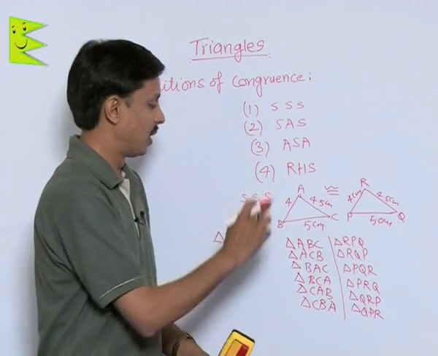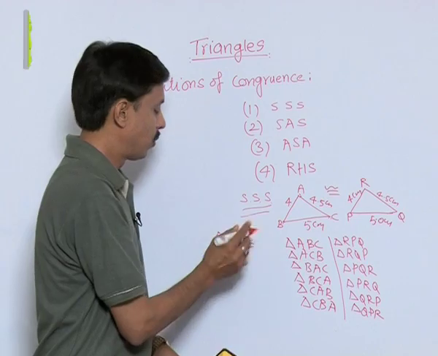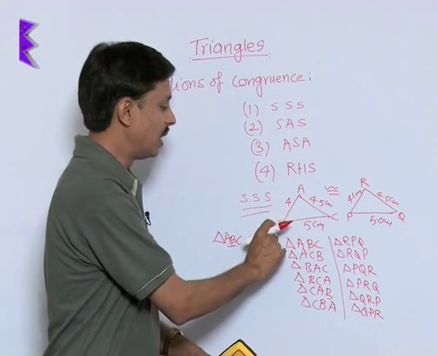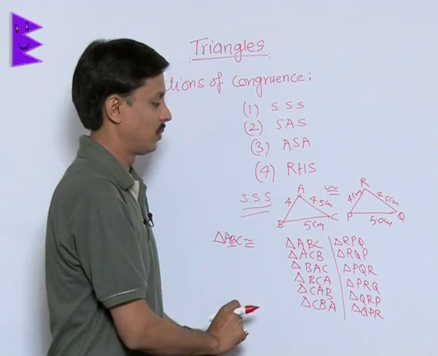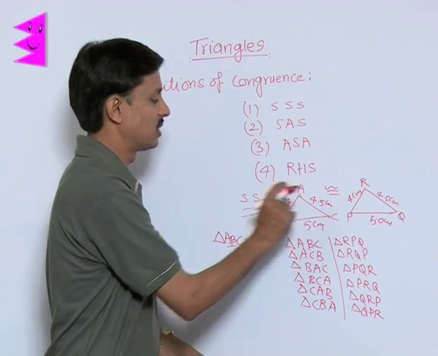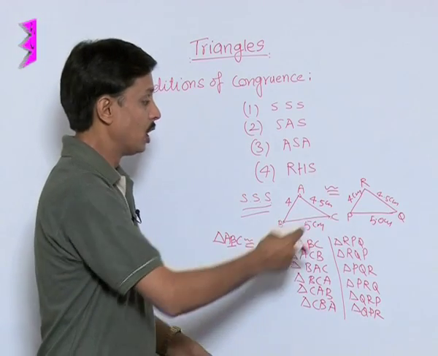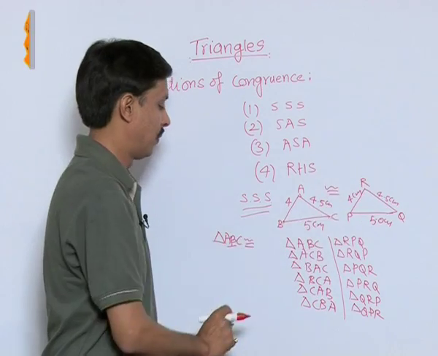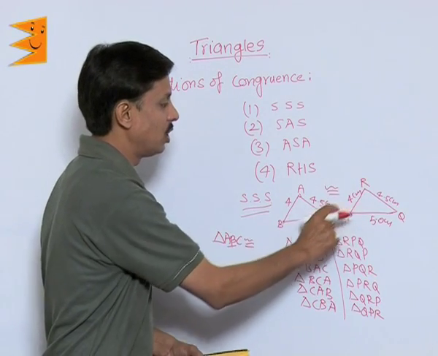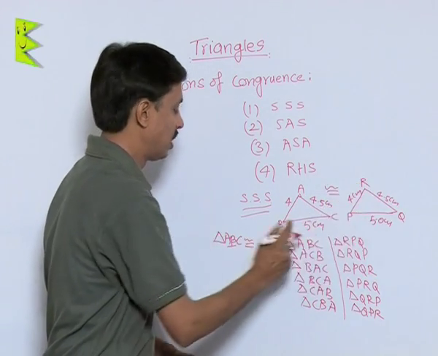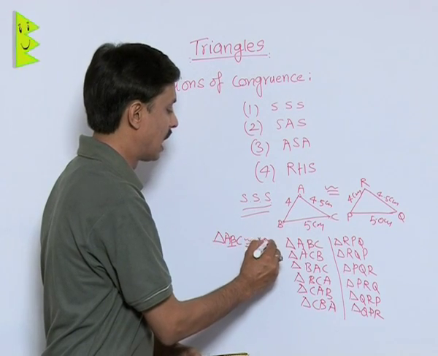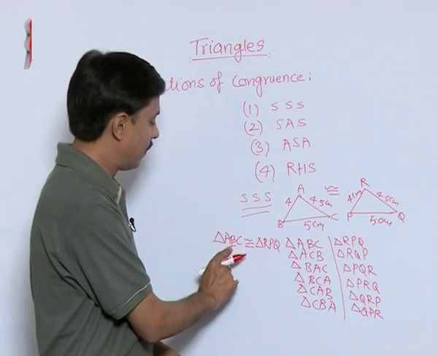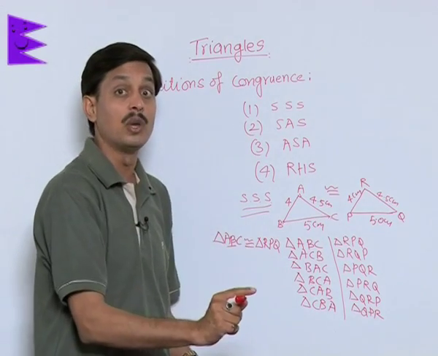I want to tell you the order. AB is the first side in triangle ABC having length 4. BC is the second side having length 5, and CA is the third side having length 4.5. The same order must we take in the second: 4, 5, 4.5. So triangle ABC is congruent to triangle RPQ. Triangle RPQ.